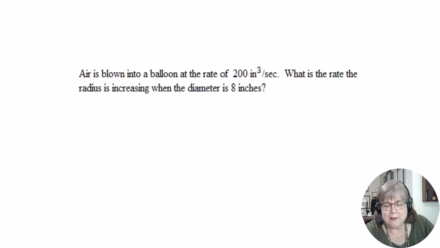So in the previous example, we talked about a ladder sliding down the wall, and so I needed something that related the sliding out from the wall and the sliding down the wall, and we decided the Pythagorean theorem would relate those two together. Sometimes it's a little bit more straightforward, so let's look at this one, and it says air is blown into a balloon at the rate of 200 cubic inches per second. What is the rate the radius is increasing when the diameter is 8 inches?